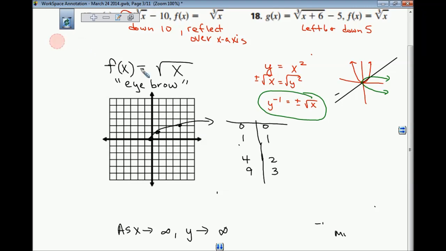So let's talk about, there are some things we couldn't have, like those negative numbers. How does that affect the domain? What would the domain of this function be? 0 to infinity. What about the range? It is also 0 to infinity for this particular problem. Any extrema?